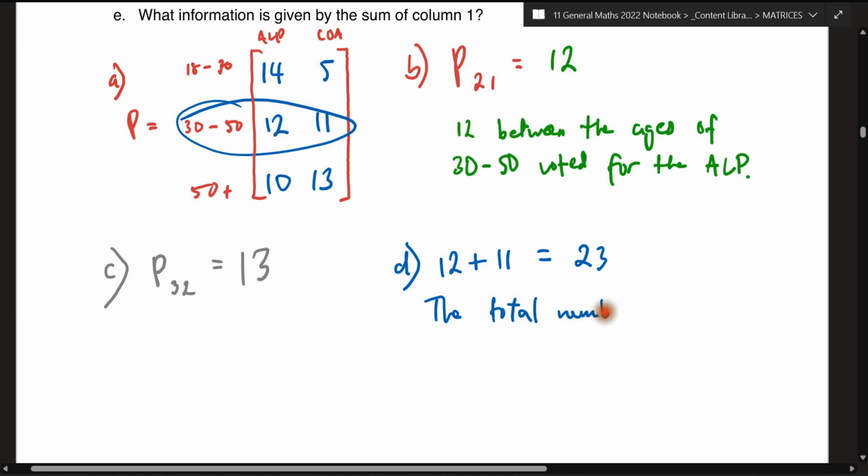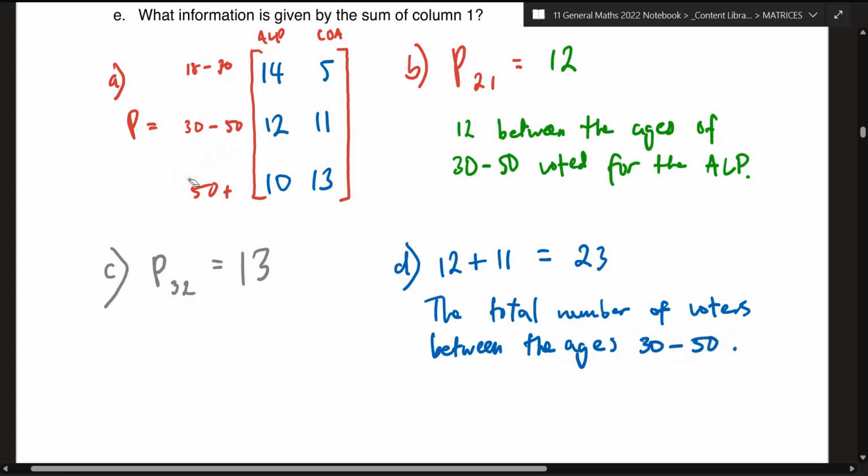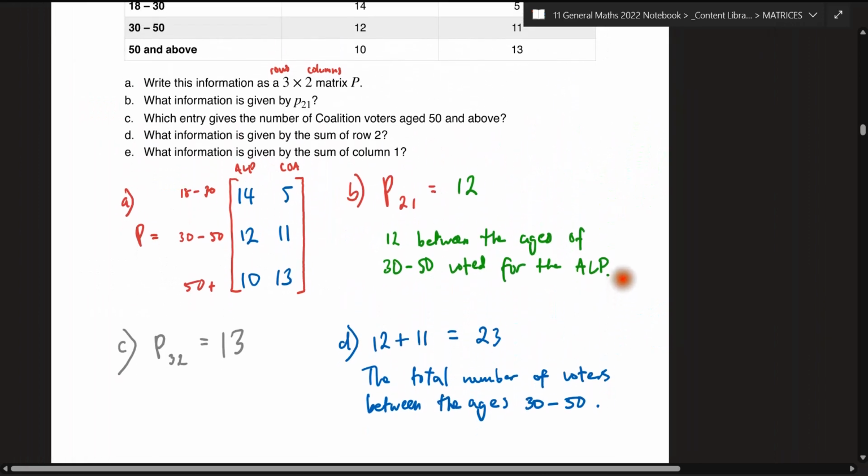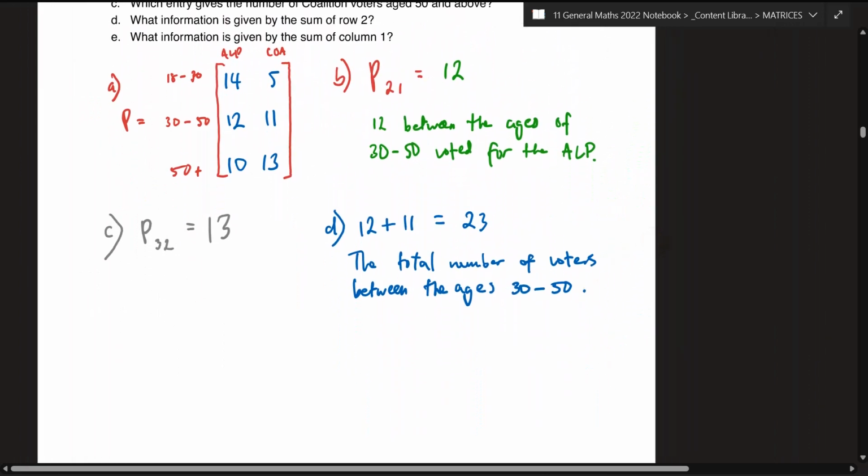Number of voters between the ages of 30 to 50. Okay, that's what that's saying for D, 12 plus 11. All right, and question E, last one.